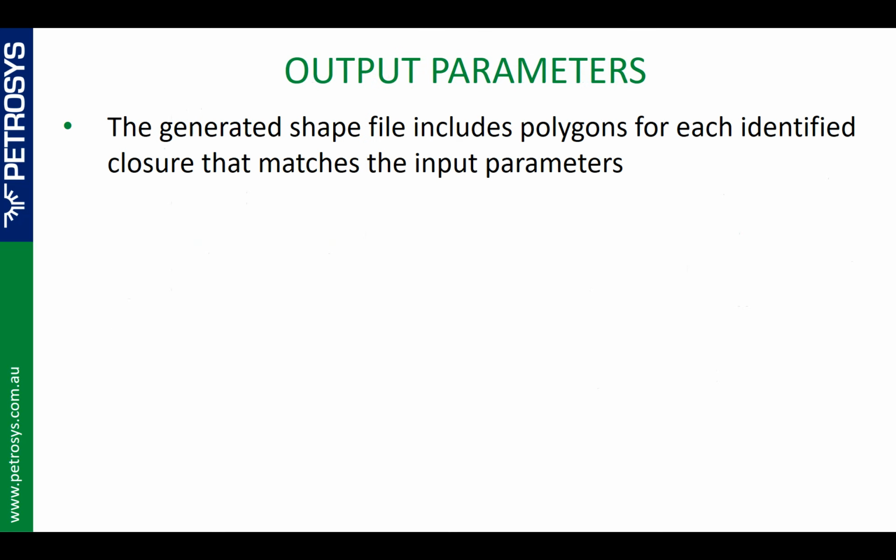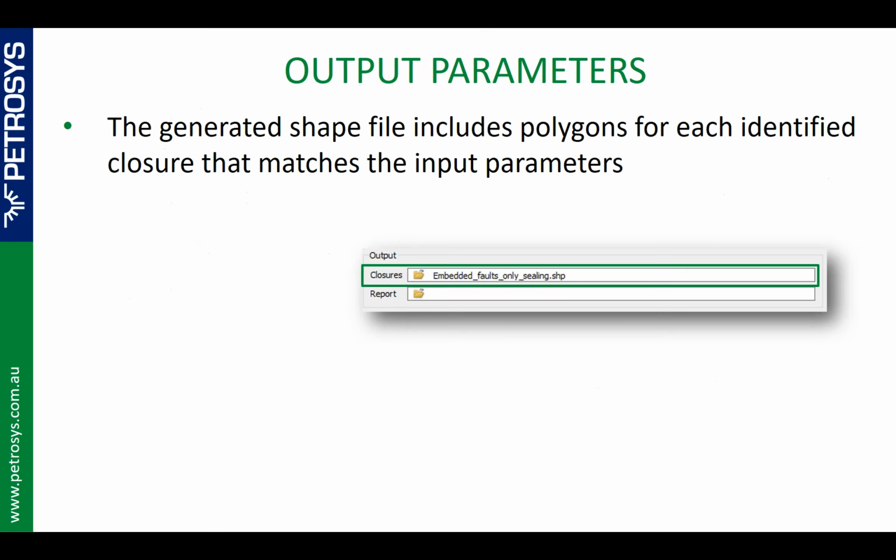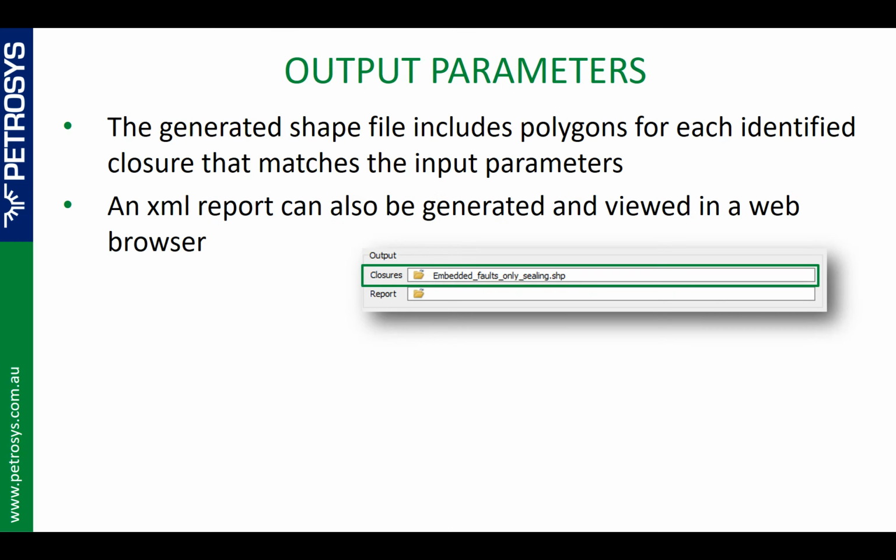Now the output parameters that are generated. We generate a shapefile which includes the polygons for each of the identified closure or the prospects, and these have the attributes tied to them. And we also can generate an XML report which can be viewed in a web browser and show the input and output parameters in one file.